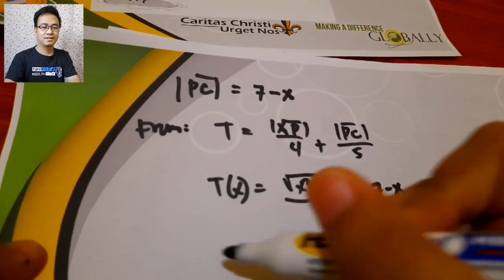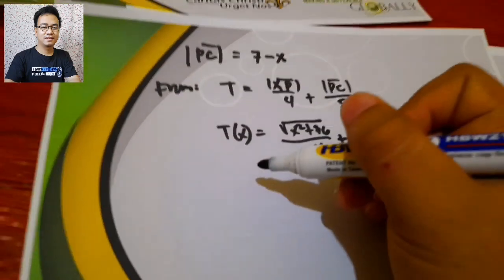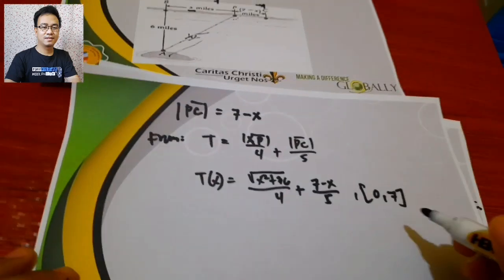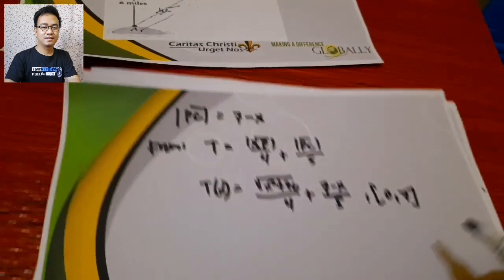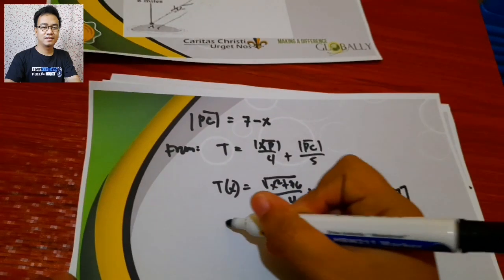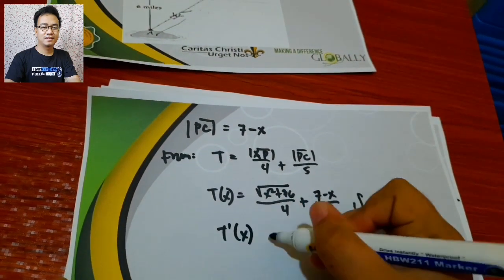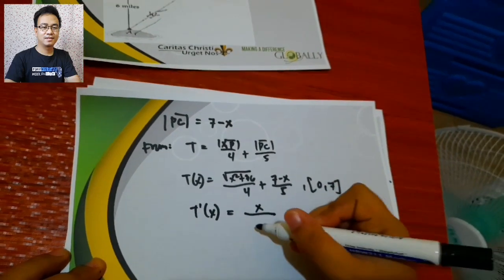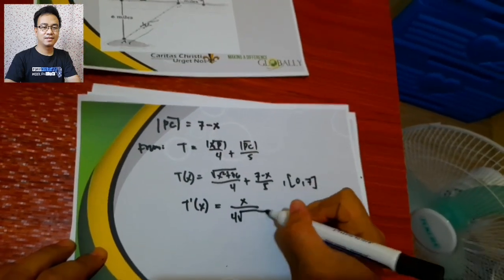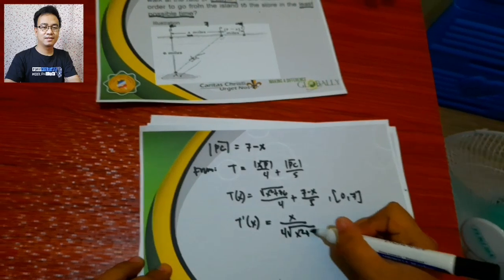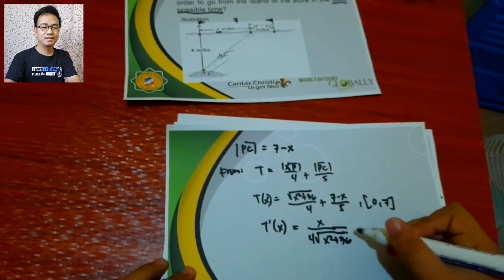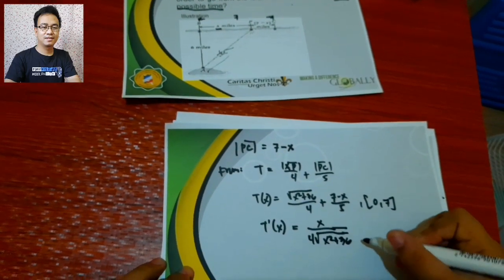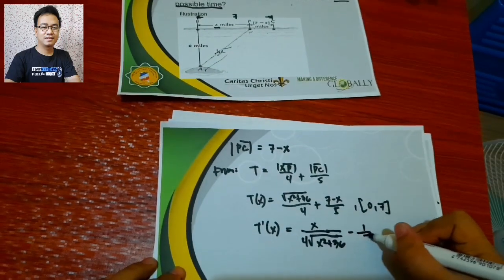So therefore, doing some sort of working with this function, our first derivative T prime of x will be equal to x over 4 square root of x squared plus 36 minus 1 over 5.